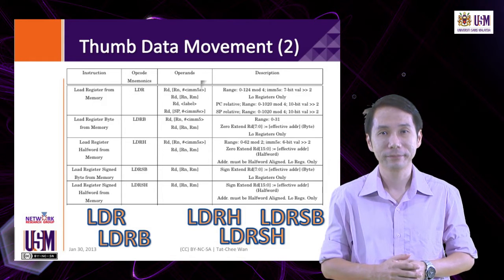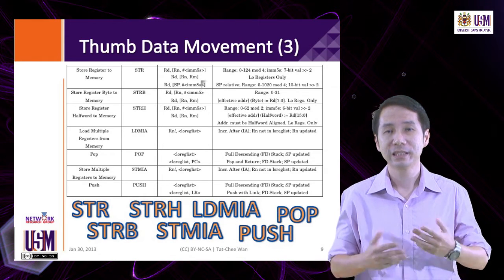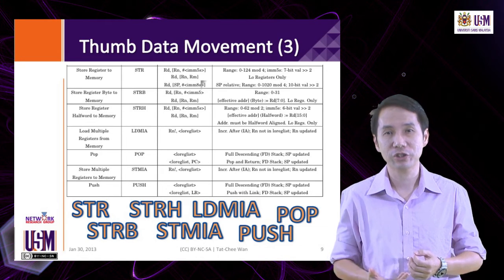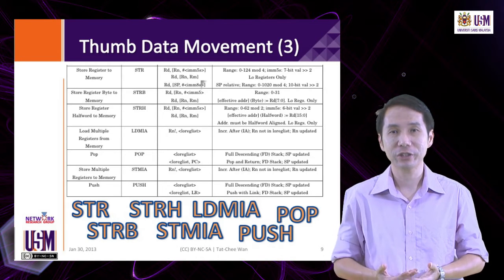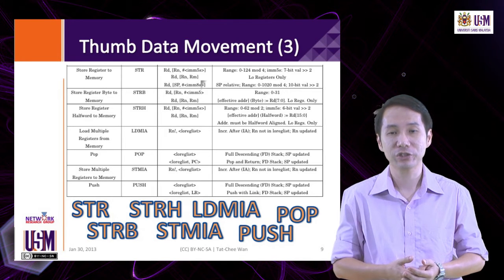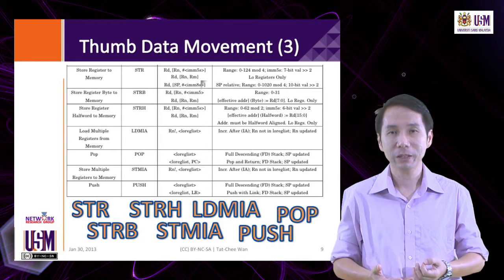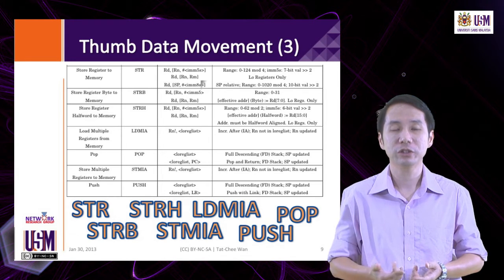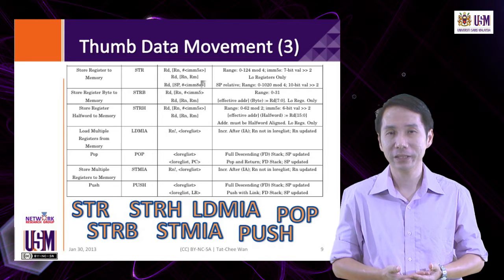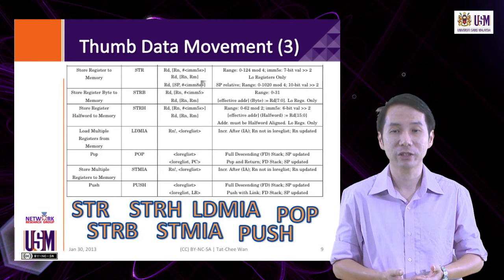Similarly, there are the store word, store half word, and store byte instructions. Again, there are restrictions on what kind of arguments or operands are provided with these instructions. The thumb version of load multiple provides only one version, which is load multiple with increment after, and this is mirrored in the store multiple instruction as well.